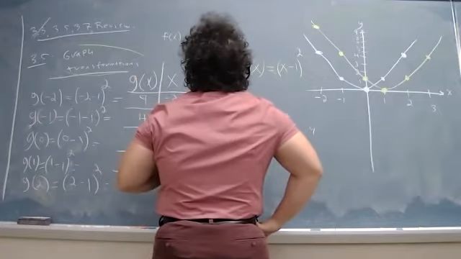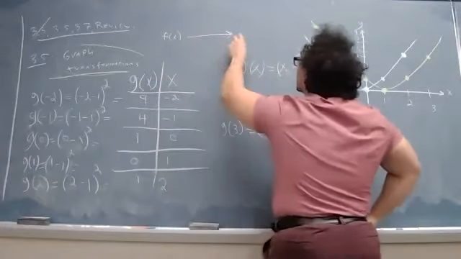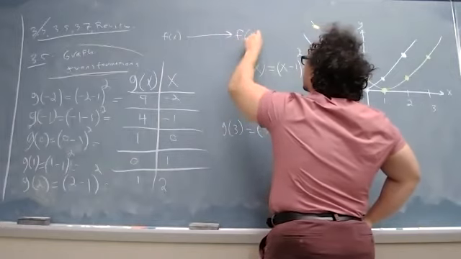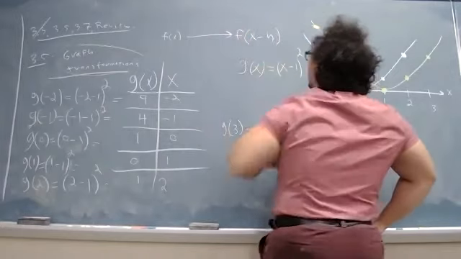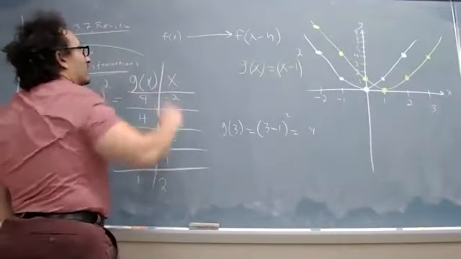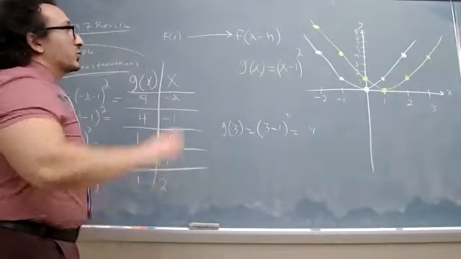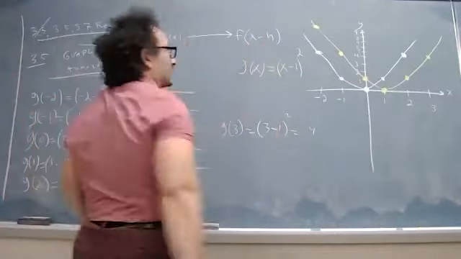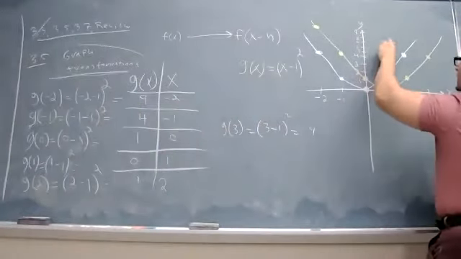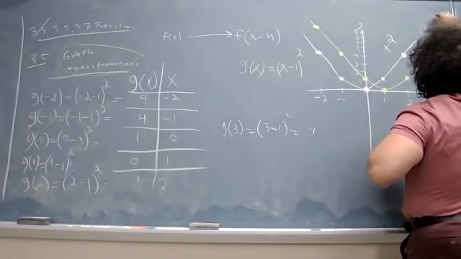then its graph can get transformed to f of x minus h, where h is your horizontal shift. If you transform your graph from f of x to f of x minus h, then it will shift your graph to the right by h units. Notice that that is what happened with our f of x equals x squared, and our f of x equals x minus 1 squared.